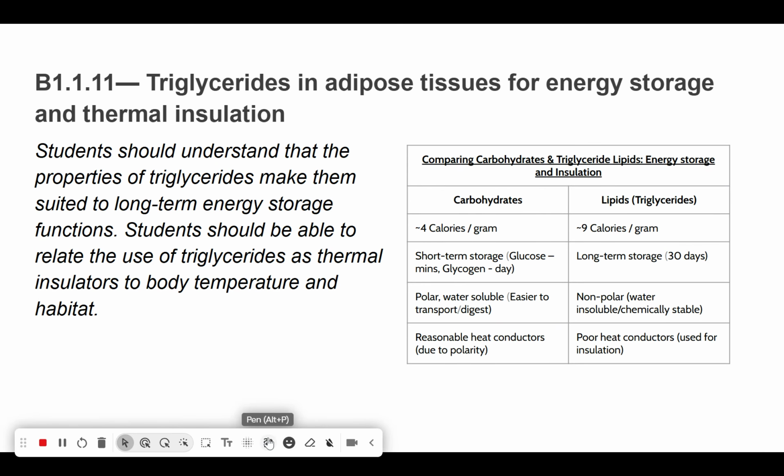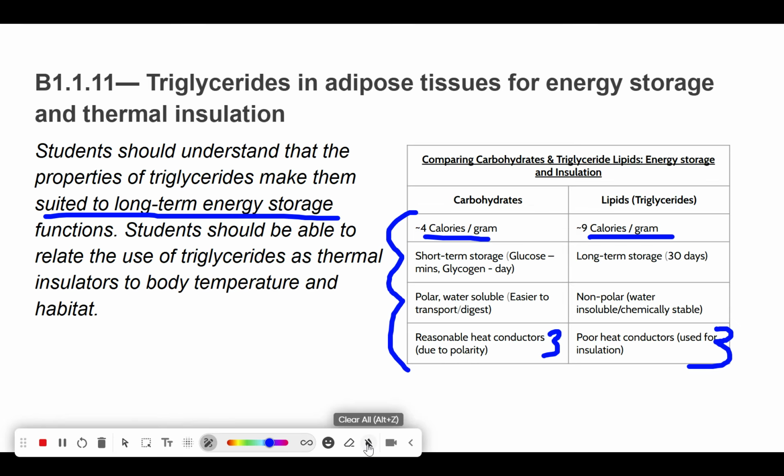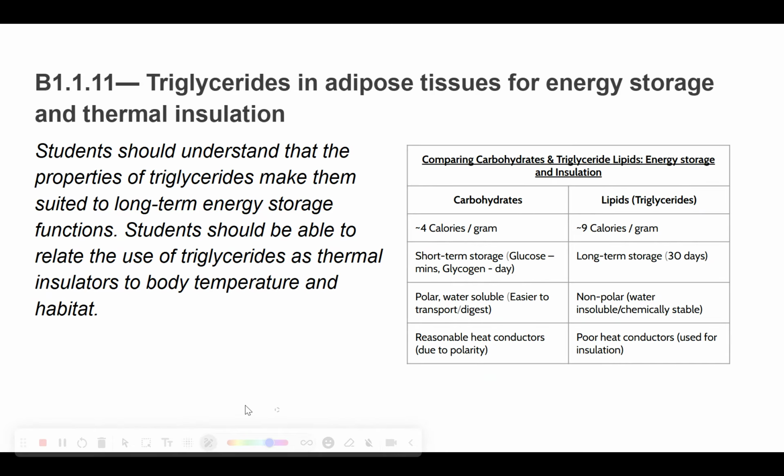So here is a lot of information that does all of this for you. This has to do with long-term versus short-term energy storage, how many calories of energy each of these store in them. And it has to do with their thermal insulation properties based on their ability for heat conduction. So this table is another one I'd stop and look at for a few minutes, make sure all that makes sense, and maybe think about memorizing it.